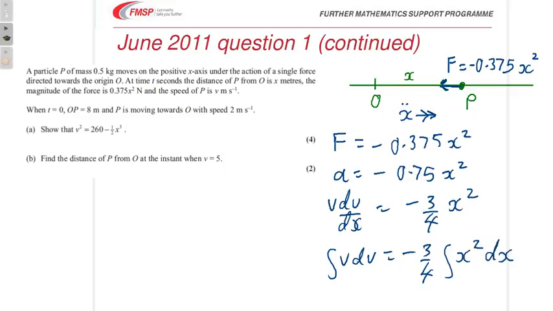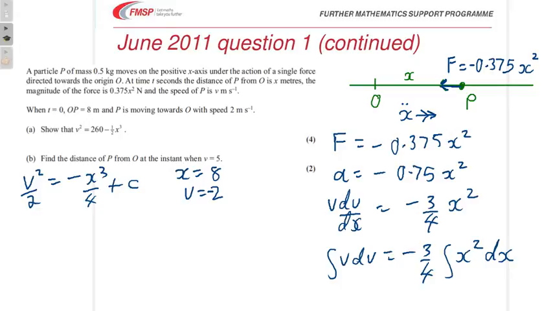And carrying on the left of the page, which I know is sort of the wrong way around, but there's some room there, we'll get v squared over 2 equals minus x cubed over 4 plus a constant. Now let's look back at the initial conditions. We were told that when t is 0, OP is 8, so x is 8 and v is 2. Just be careful here. v is minus 2, in fact, because P is moving towards O with speed 2.